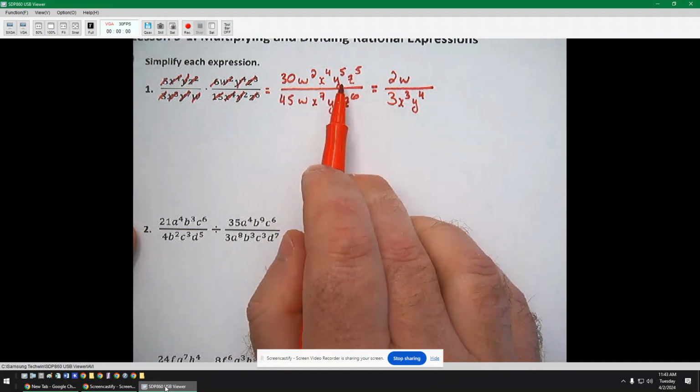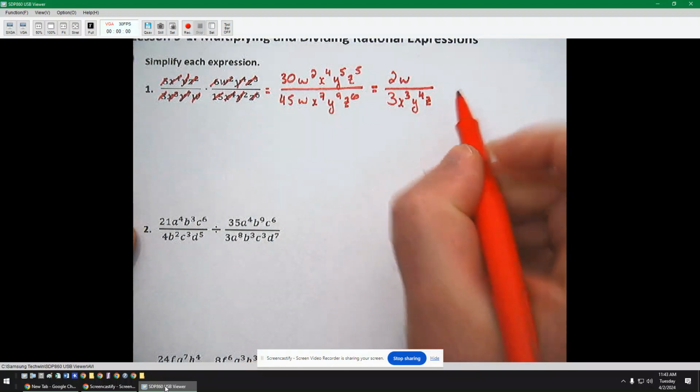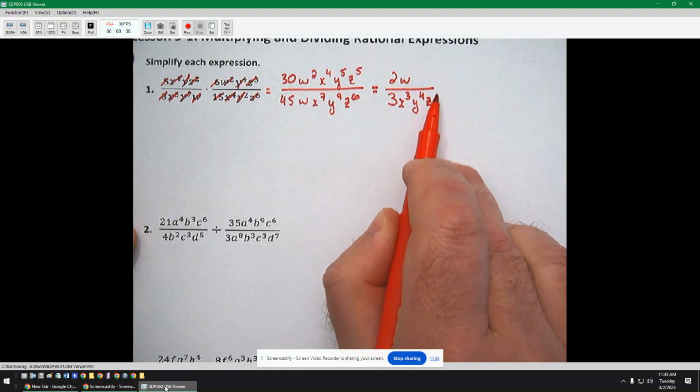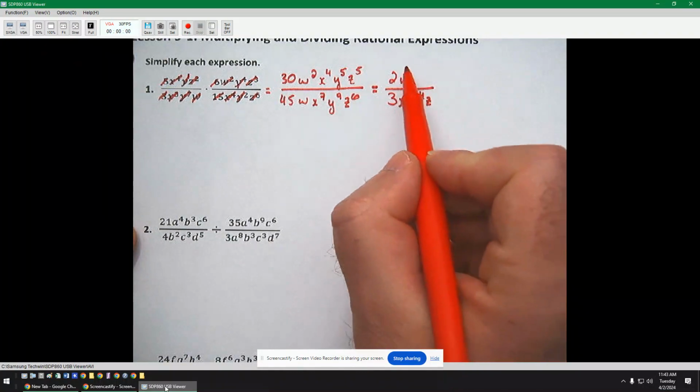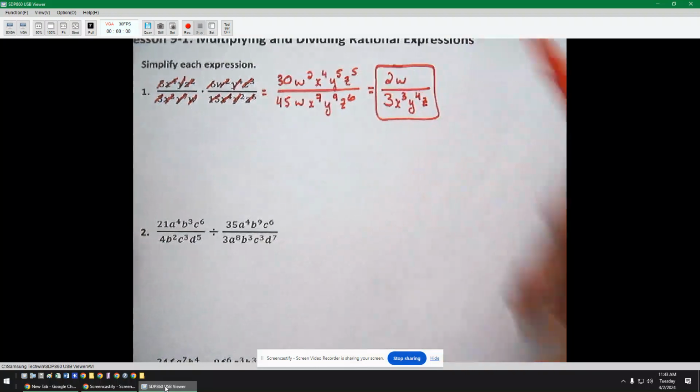And then I look at my Z's. I've got 5 Z's on the top, 6 Z's on the bottom, so I'm going to have an extra Z on the bottom. If it helps you to put the 1 there to understand it better, you can, but don't put it in the computer like that. I don't think the computer will accept that. That's what we call simplified.